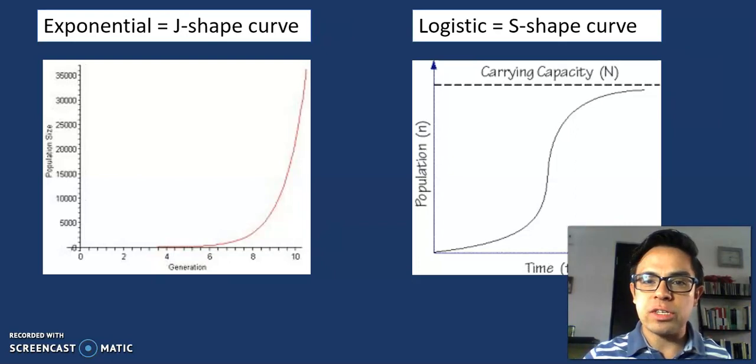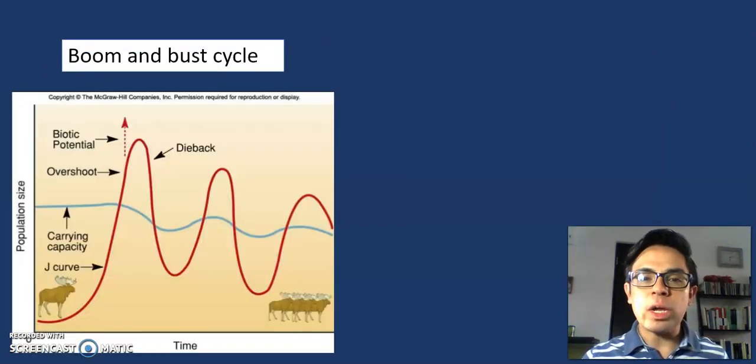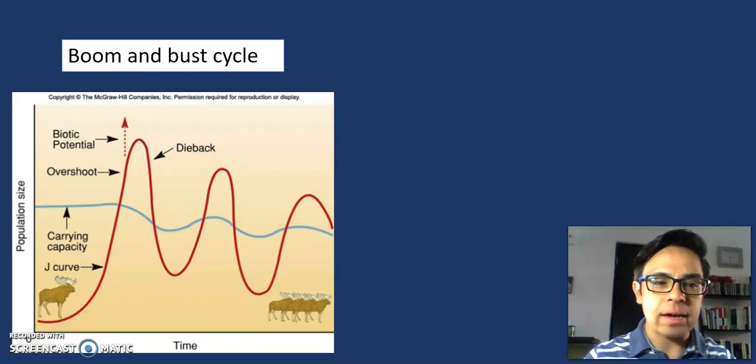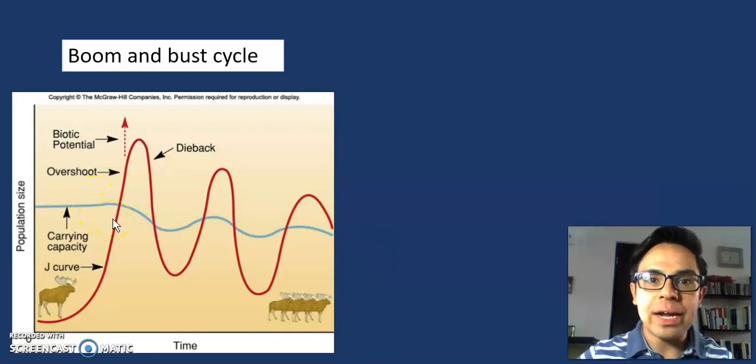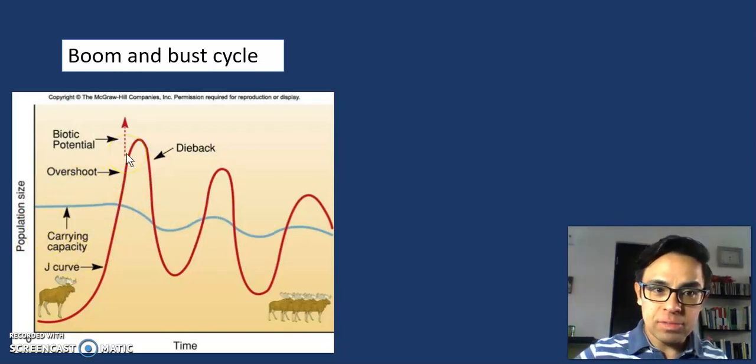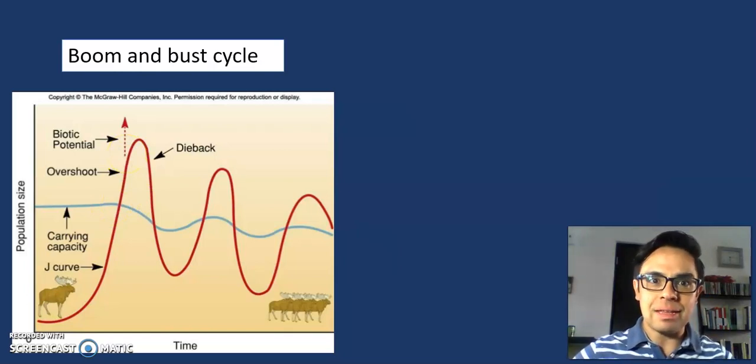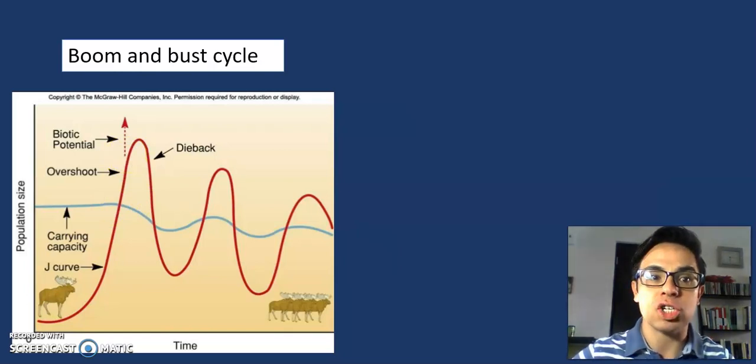Now, another thing we need to see is a type of growth that we call boom and bust cycle. When we see this type of graph, we can see a rapid growth or an exponential growth, the J curve, at the beginning. Then you can see here the population overgoing or passing the carrying capacity, which is the maximum amount of organisms that the environment can hold. And then because of this increased biotic potential, the organisms are going to have more babies and they're going to have a higher population size.